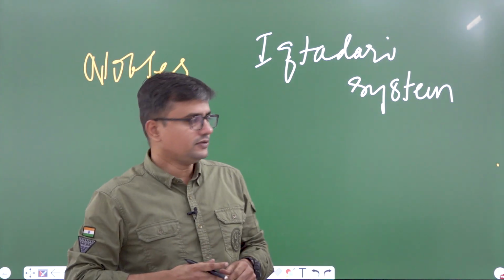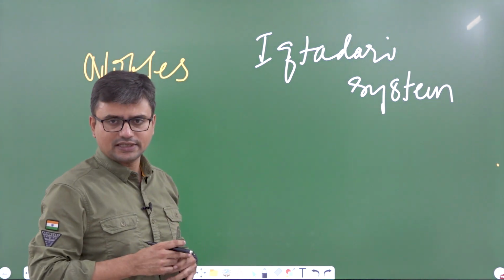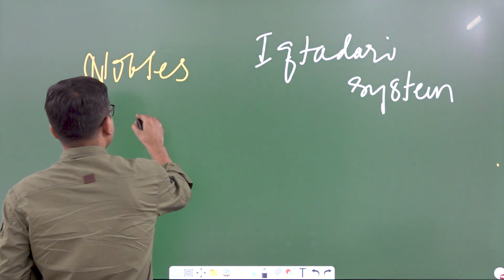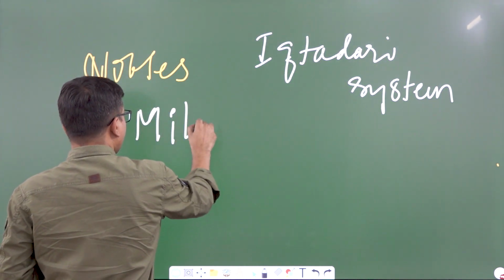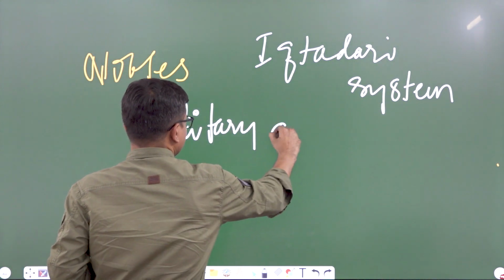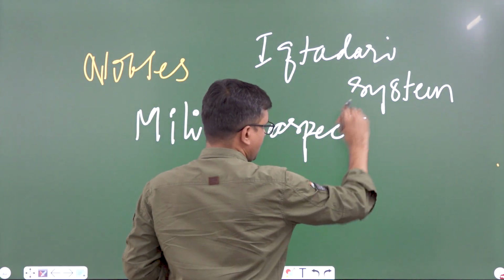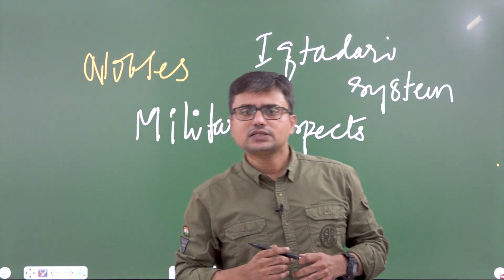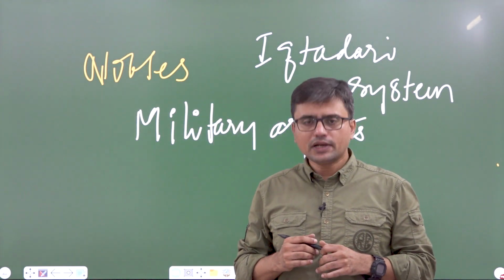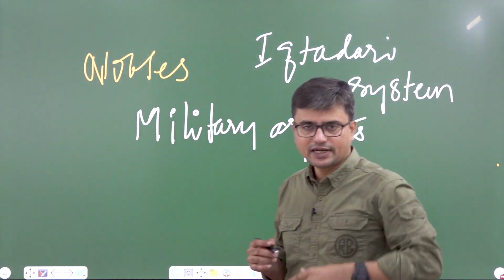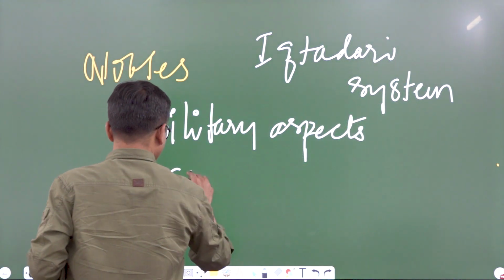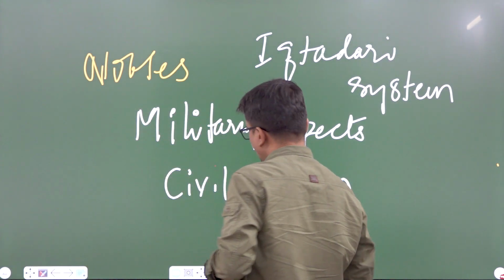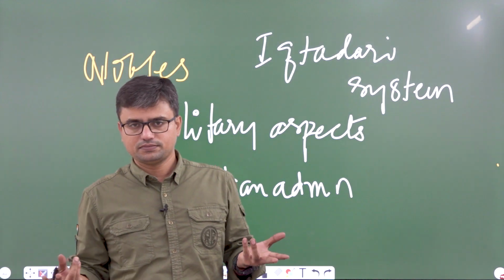Okay. Now, next part. What happened is, the king started focusing on military aspects because there were repeated attacks. So the king started focusing on the military aspects at the cost of civilian aspects, at the cost of civilian administration. So the entire civilian administration was paralyzed.